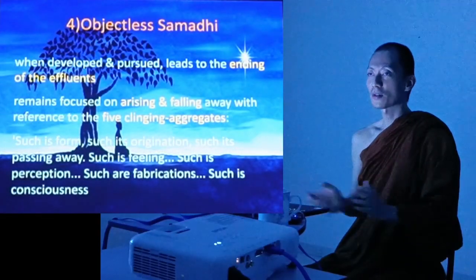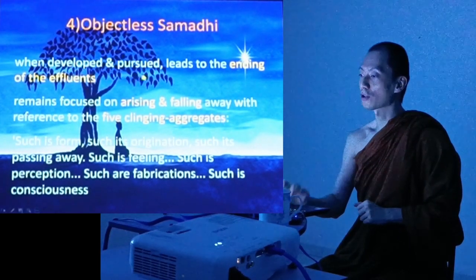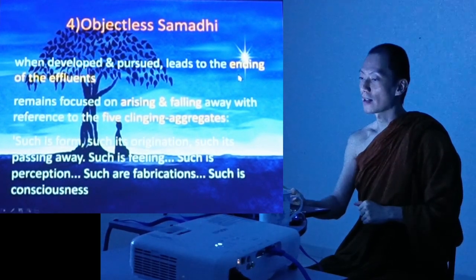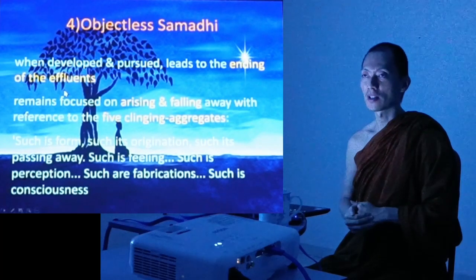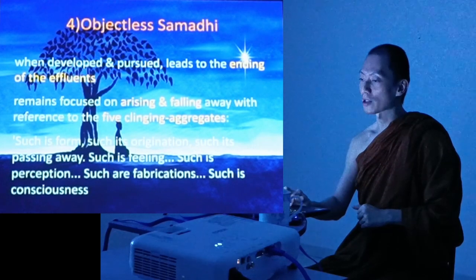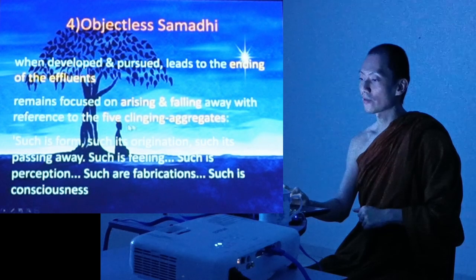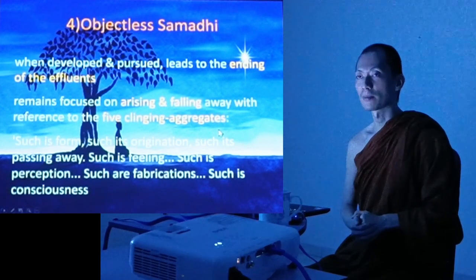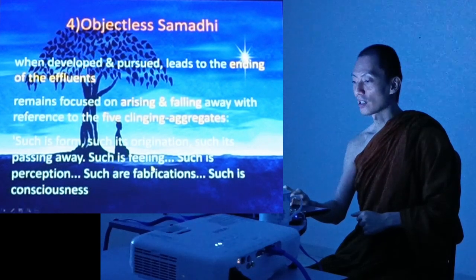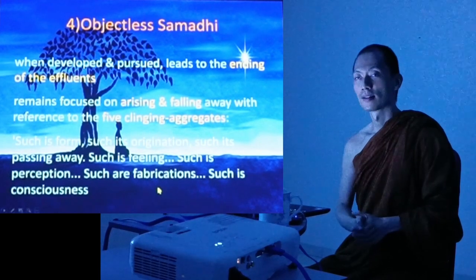Okay. Then the last one, if a person continues to develop and pursue the third kind, he will develop the fourth kind. It leads to the ending of your influxes, the ending of your defilement. So how to end this defilement? A person must continue to practice observing the arising and falling of your five aggregates. Form, feeling, perception, mental formation, consciousness. All these, feeling, perception, mental formation, and consciousness, how they arise and pass away.